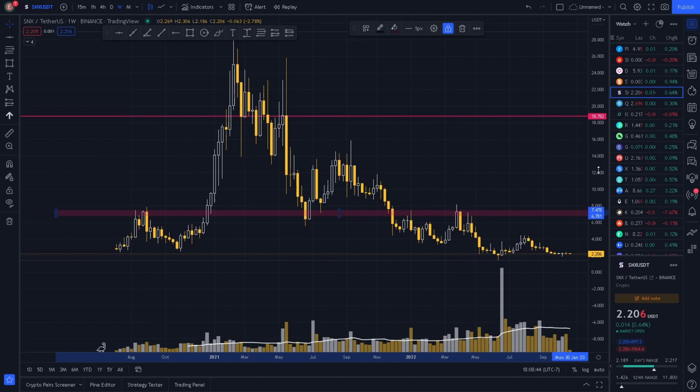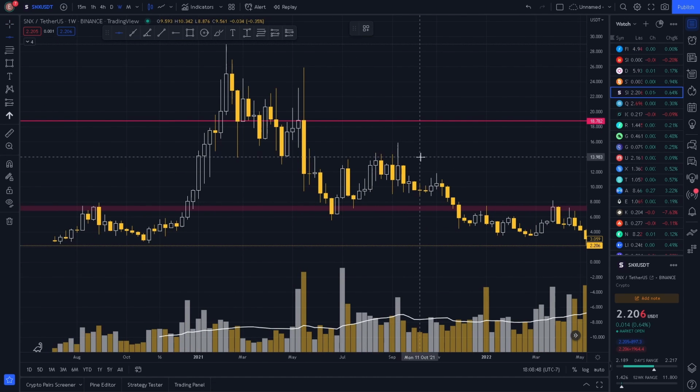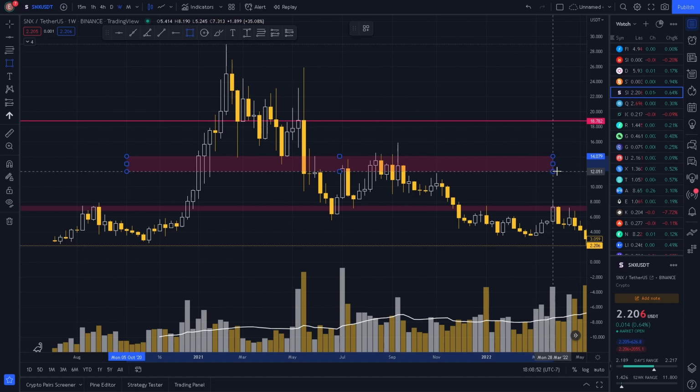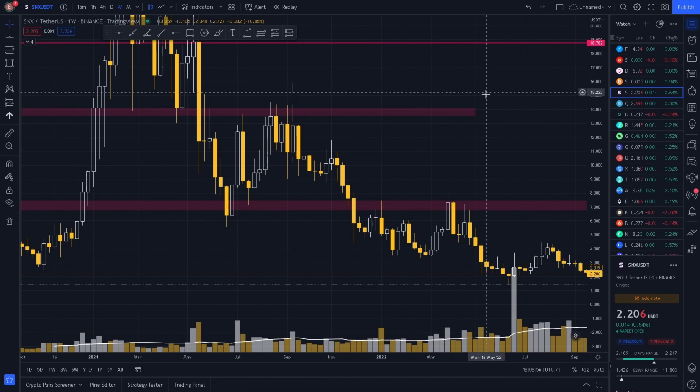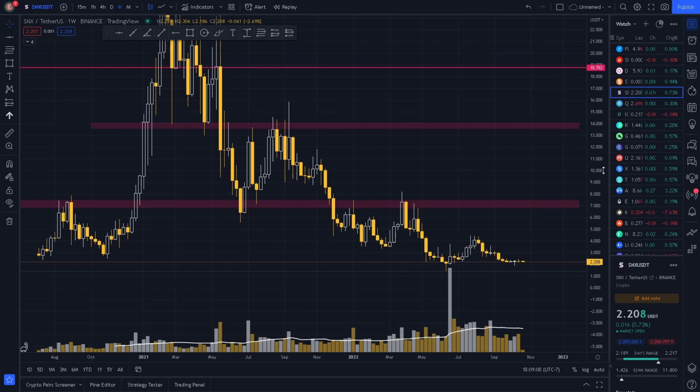Now here on the weekly, what do we see? Well, we notice a key level right here. So let's go ahead and draw in a zone, and we extend this past our price. So as price comes back up, we know that price may react to these levels.